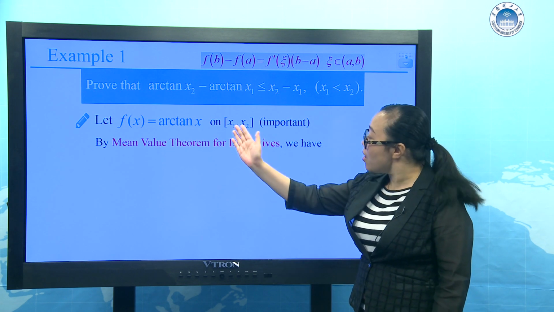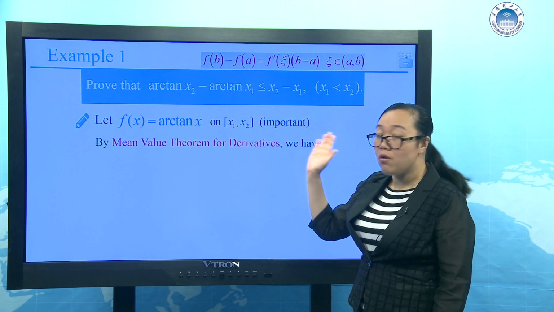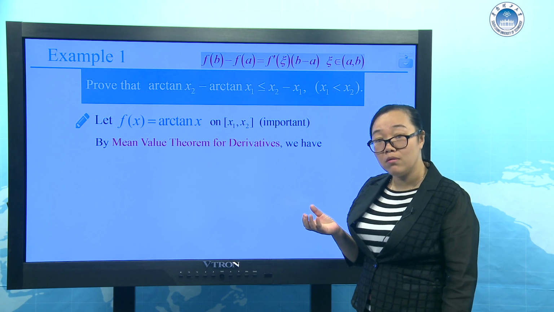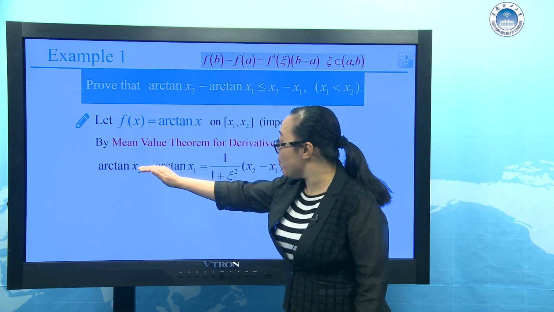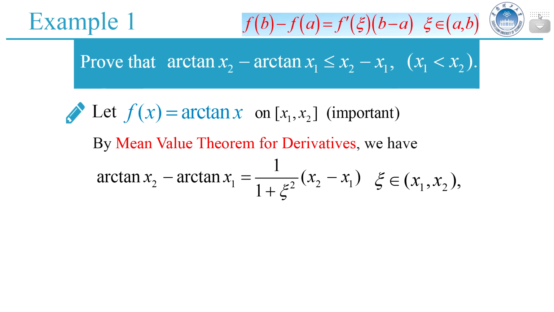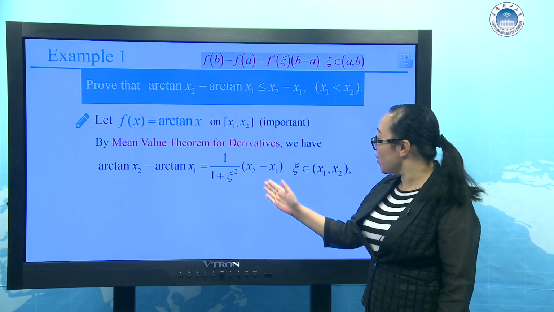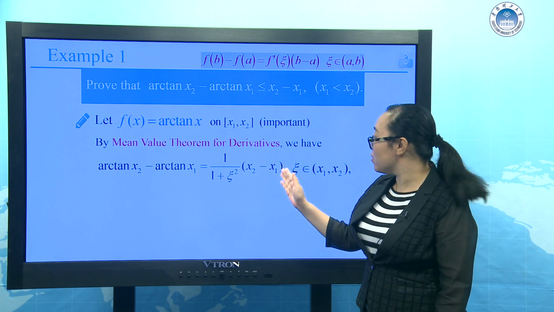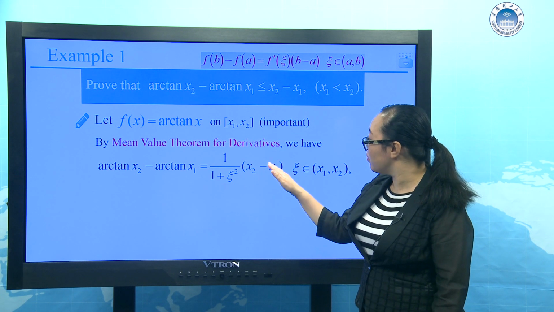So now, by the mean value theorem for derivatives, we will have f(b) minus f(a), which means arctan b. What is our b? Yes, x2 is our b. What is our a? a is x1. So correspondingly, arctan x2 minus arctan x1 equals what? Times (b minus a), where b means x2 and a means x1, so x2 minus x1.